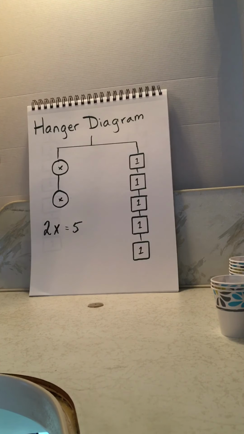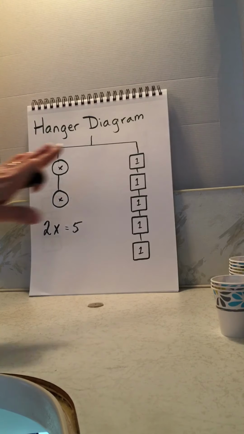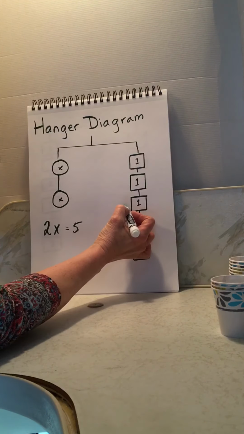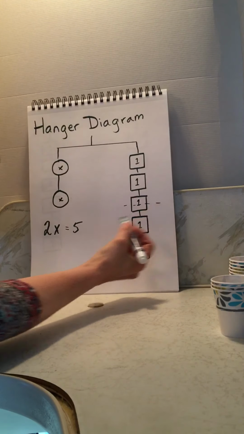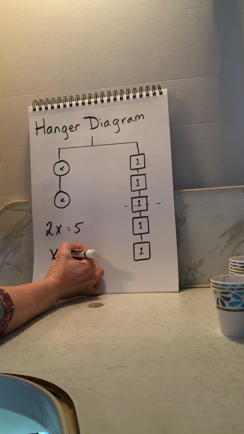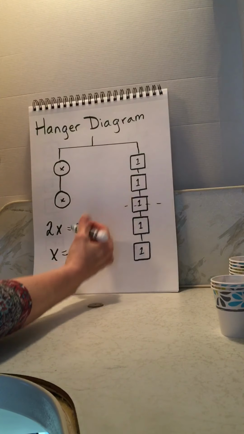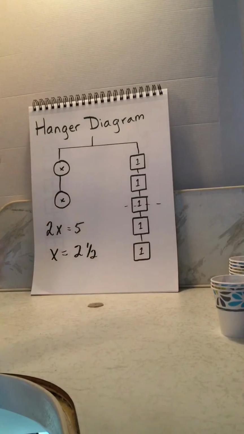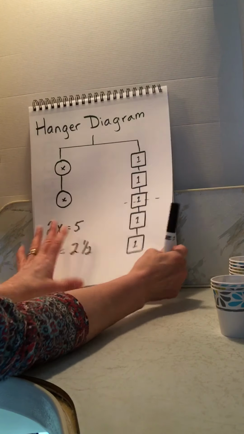2 x's equal 5. So I could then figure out what 1x was, because if I have 2 of them, I need to then divide this in half. So then each x equals 2.5 or 2.5. Pretty simple. Let's take a look at one that's a little bit more complicated.